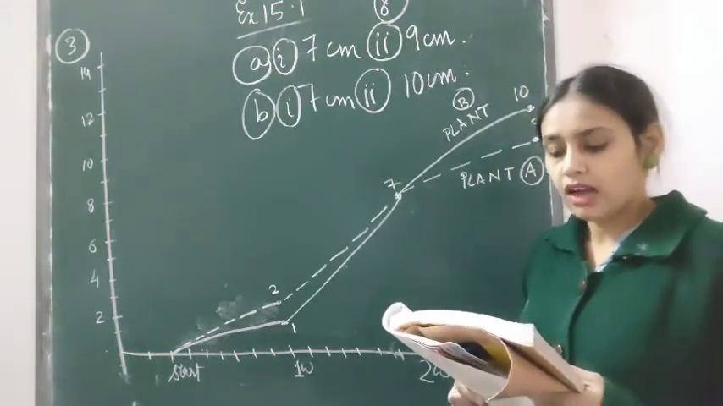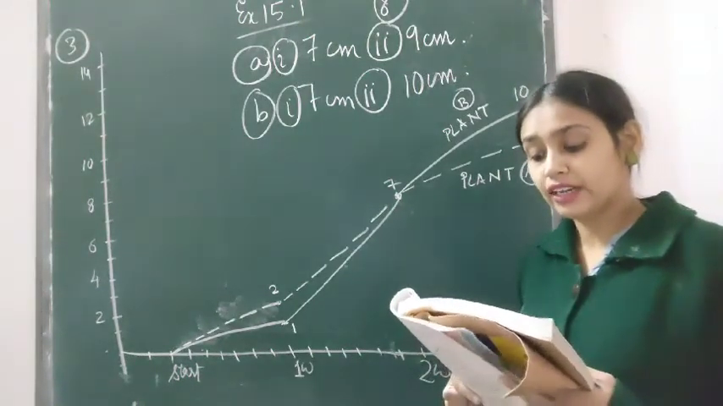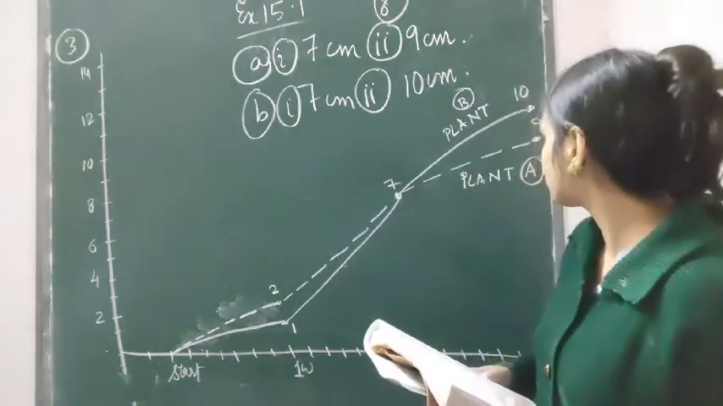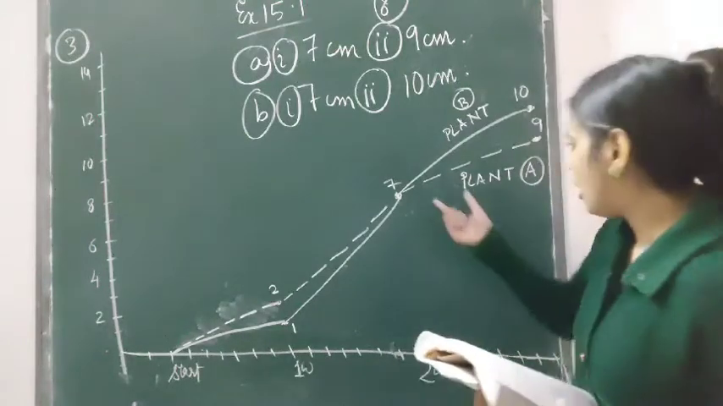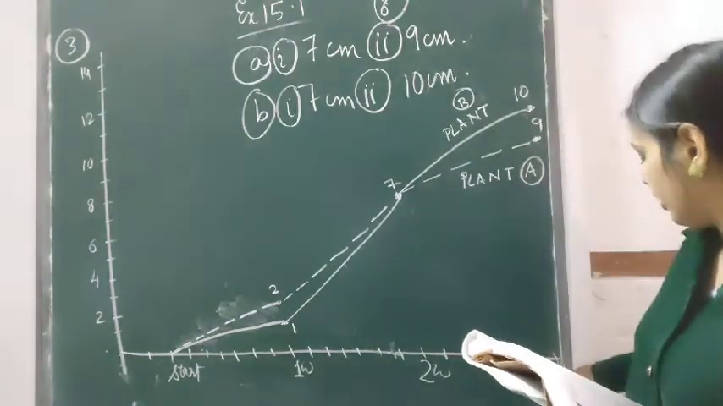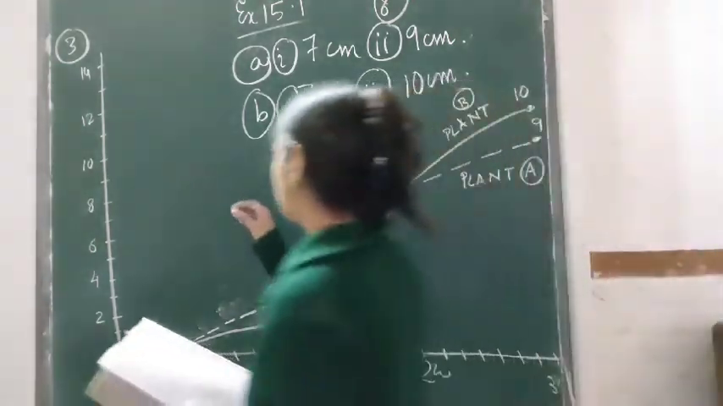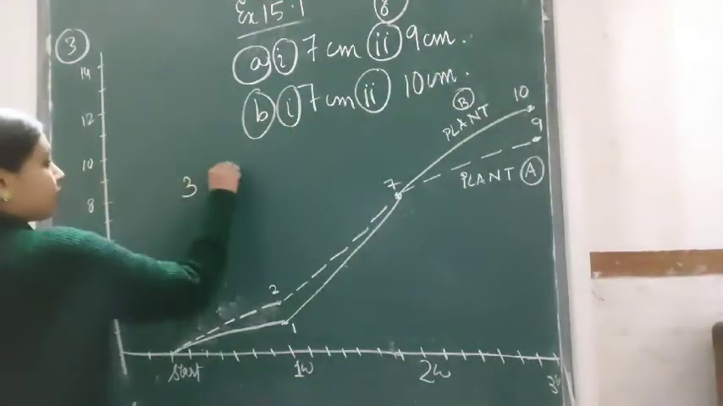Then how much did plant A grow during the third week? How much did it grow in the third week? That is third week minus second week. Yes, the length of third week minus second week.